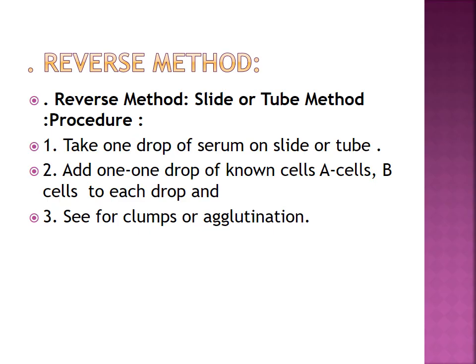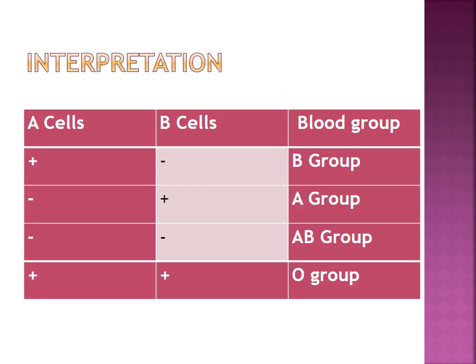Now in the reverse method, you take 1 drop of serum and add 1 drop of known A cells, B cells, and then look for the clumps. If you are doing this in tube method, you have to mix and centrifuge and then you can see clumps. Here the interpretation is opposite. If you see clumps in A cells, it is B group. If you see clumps in B cells, it is A group. If you see no clumps, then it is AB group. And if you see clumps in both A cells and B cells, it is O group.